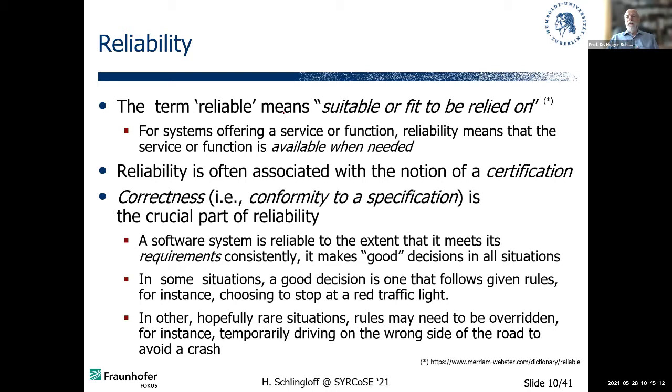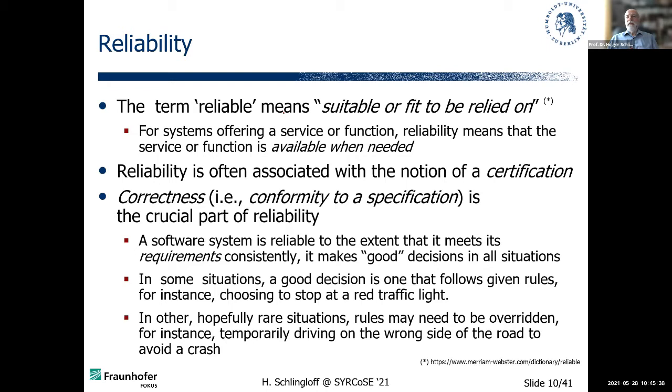And of course, what does a certification authority look for? Well, it looks for correctness. Correctness means conformity to a specification. However, the specification often is not available. So we want to make a software system reliable in the sense that it makes good decisions in all situations.